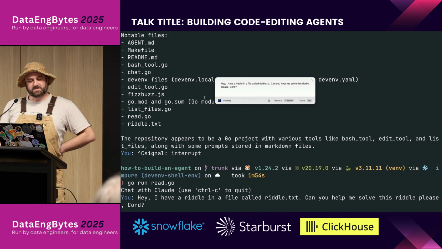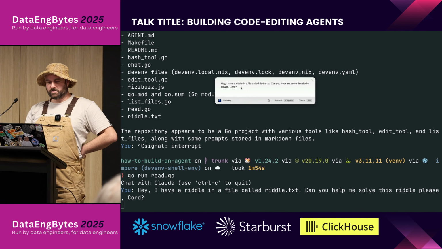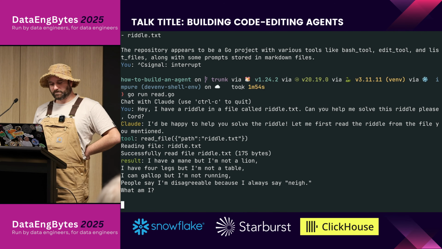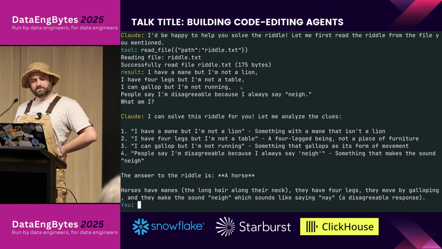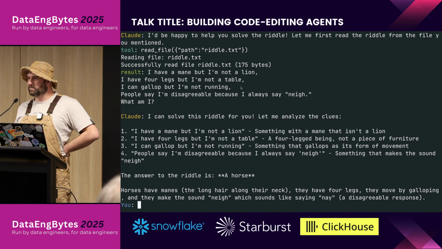So in this file system, I have a file called riddle.txt. It's going to read that file, and then it's going to allocate the result of that reading of that file, and it's going to use that prompt or that chat conversation I just had. It wants me to solve what this is.